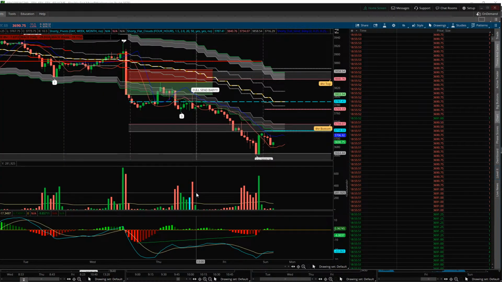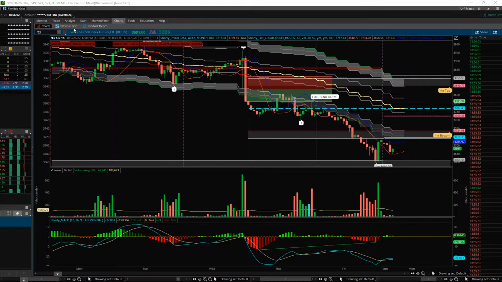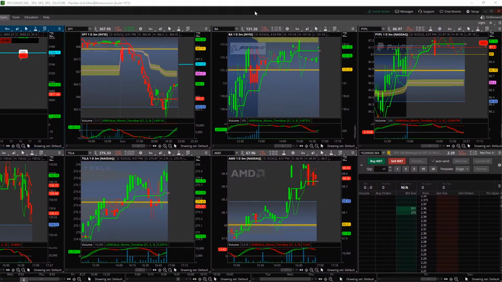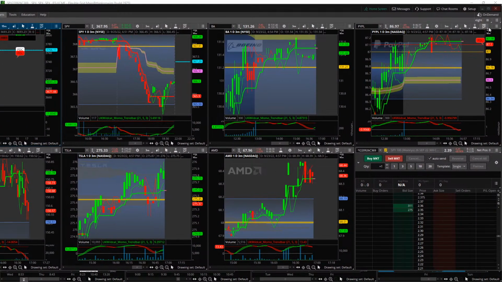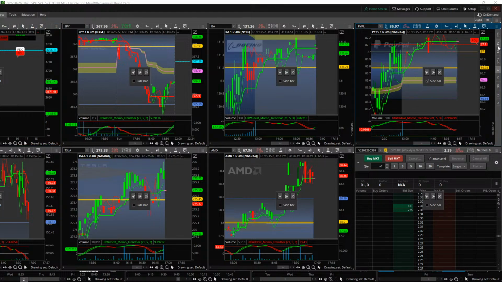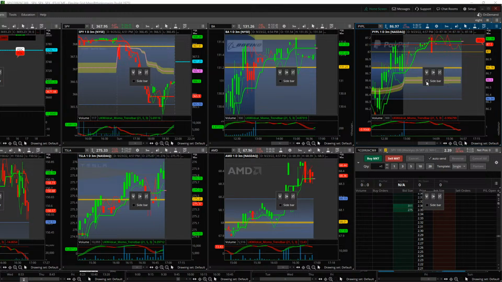Does that make sense? Yes. Okay. So if you're on the flexible grid, just in case, I'm sure you probably know this, but you just click on this grid icon, customize grid, and then you would turn on the sidebar and do TS, which is times and sales. Okay.